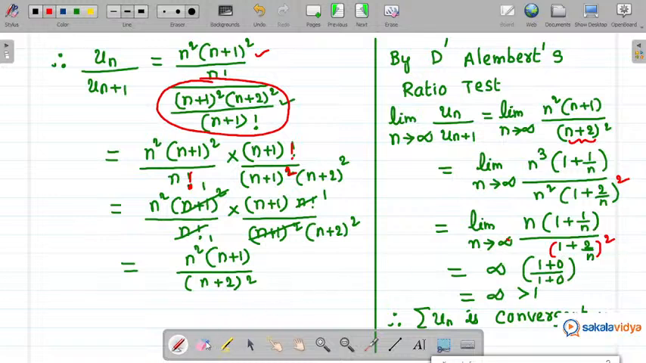So this we need to write now. This is n into 1 plus 0 by 1 plus 0 whole square. 1 by 1 square is 1 only, so 1 into infinity is infinity. Infinity is actually greater than 1. So sigma un is convergent. So this is the problem.